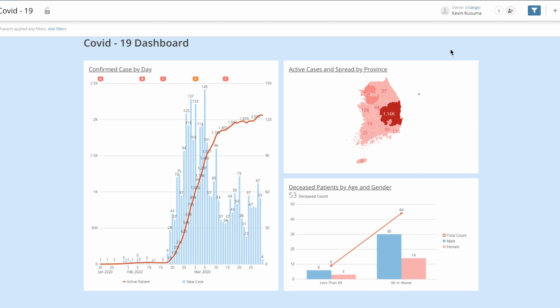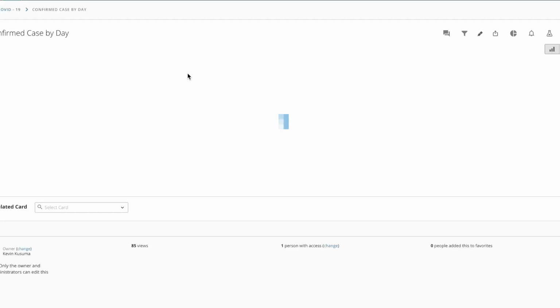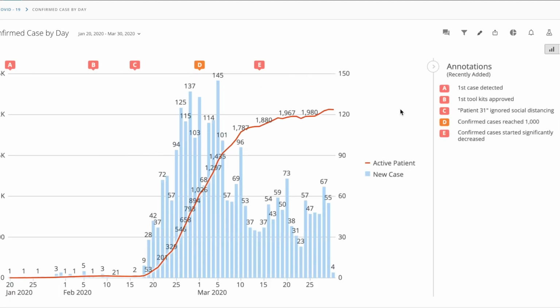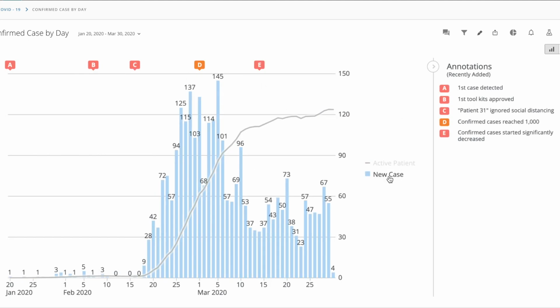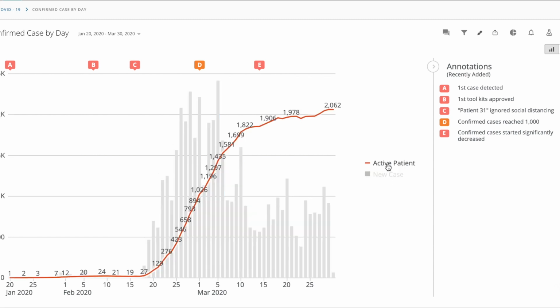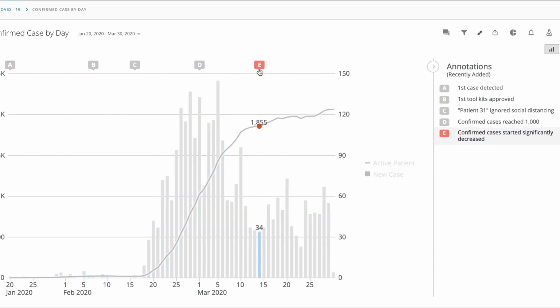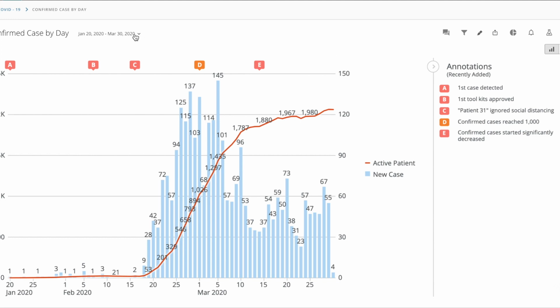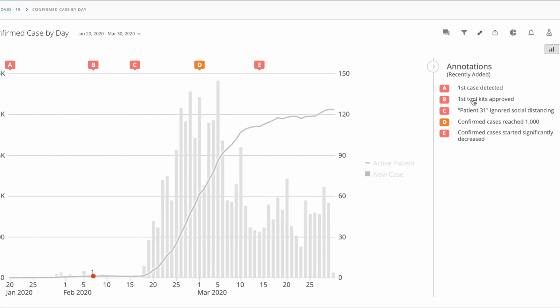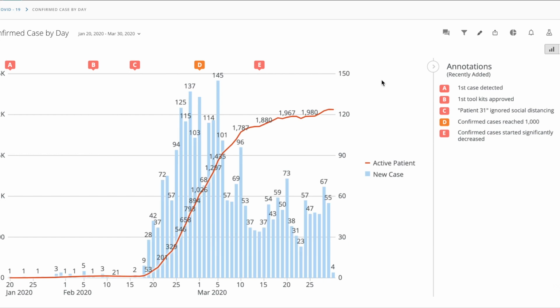Let's go to our last topic, what the South Korean government did to contain the spread of the virus. This graph illustrates the number of confirmed cases by day. The blue bar represents the confirmed case count by day, and the red line represents the cumulative or running total count day by day. The annotations A to E at the top of the graph mark certain things that happened on certain days. The annotation descriptions are at the right side of the graph.